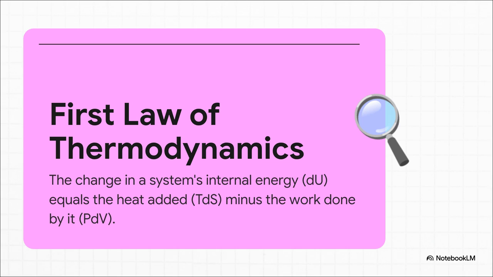The first law, at its core, is basically the ultimate rule for energy bookkeeping. It just says that energy can't be created or destroyed. A system's internal energy can only change in two ways. You either add heat to it, or the system does work on something else. It's what connects the world of mechanics, work and forces, to the world of heat and temperature.